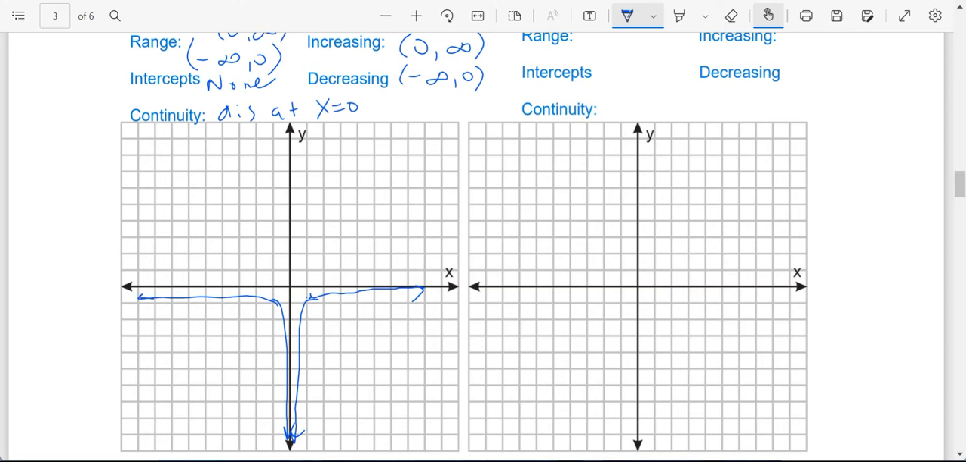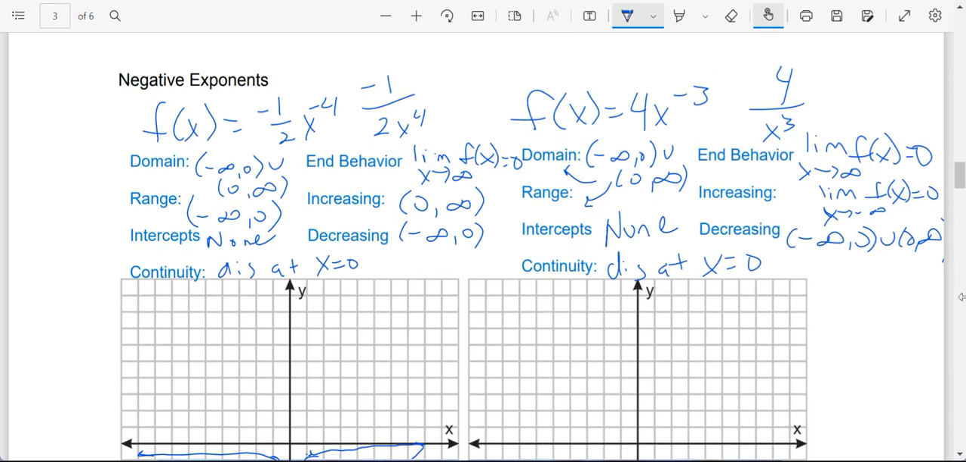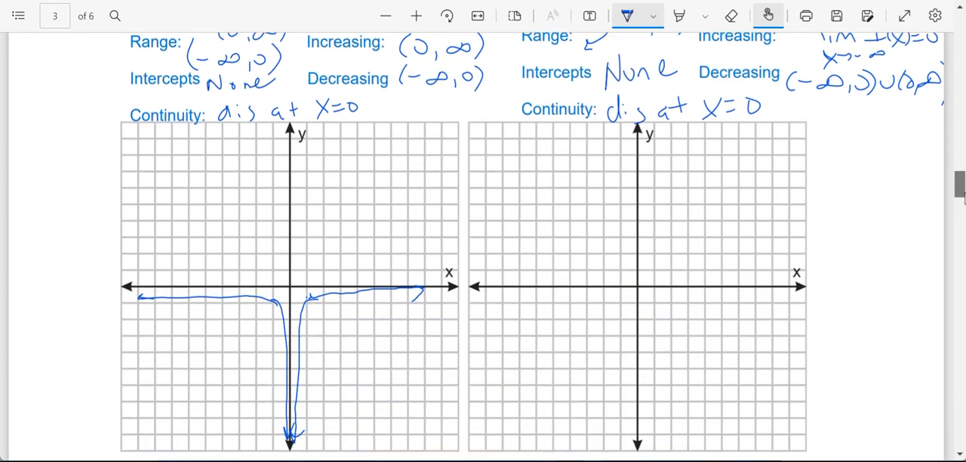Looks good, right? And then time for our other one. Here's this information. Now, for the negative 1 half x to the negative fourth, I forgot to mention the end behavior: as x goes to negative infinity, f of x is also 0. I ran out of space here, but I had space here, so I was able to write both approaching 0. This function is always decreasing.